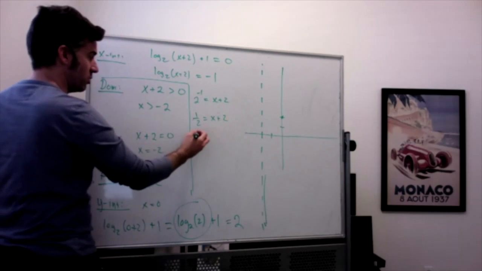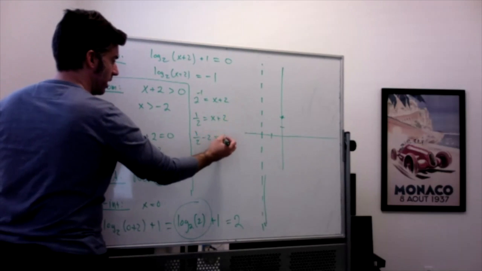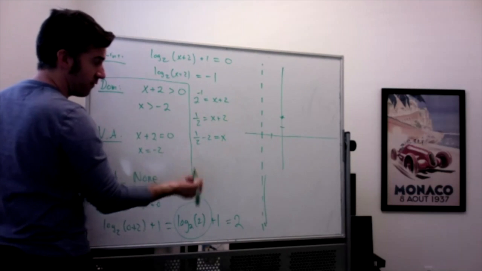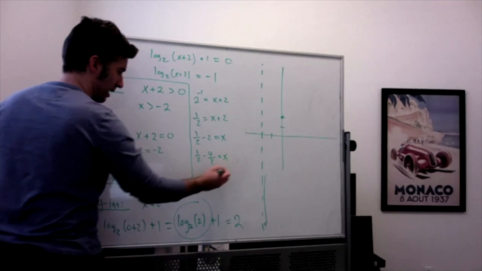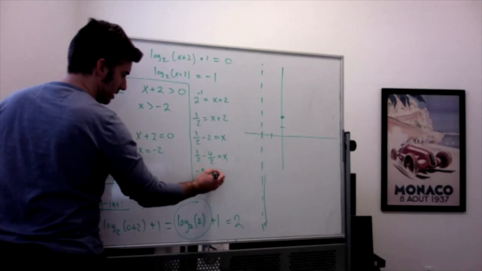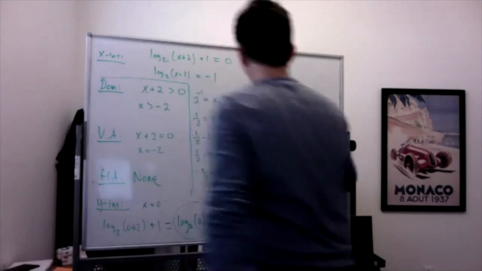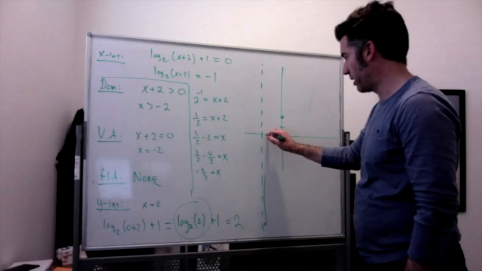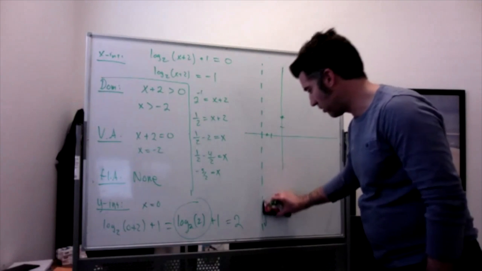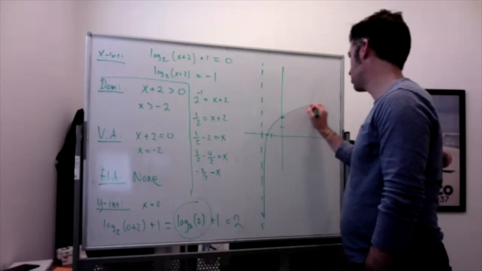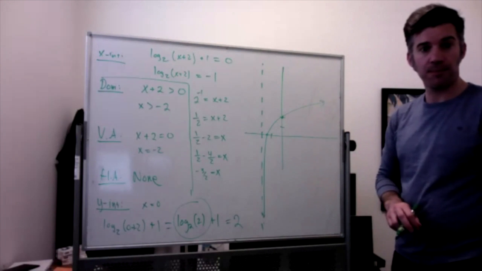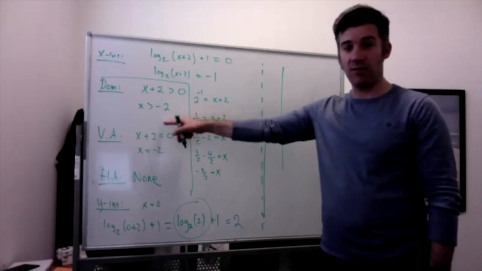And then subtract 2. 1/2 minus 2 is x. 2 is really 4/2, so 1/2 minus 4/2 is x. So -3/2 is x. So it's going to be right about there, I guess. And again, the graph does not have to be perfect. Looks like that. The domain we already found.